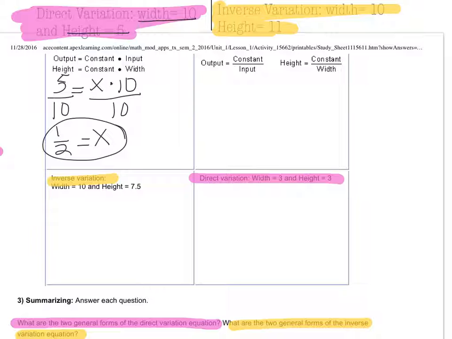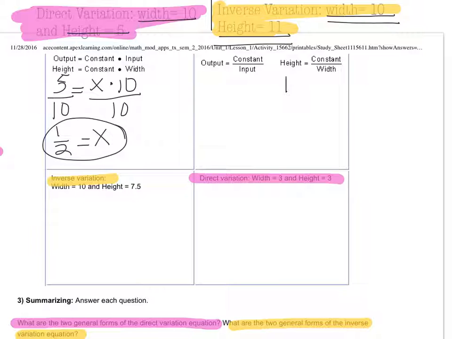Keeping it moving right to the right side of it. An inverse variation with a width of 10 and a height of 11. Knowing that the output is the constant over the input. So my output is the height, the constant, and then we have divided by the width, which is my input. So my height is given as 11.